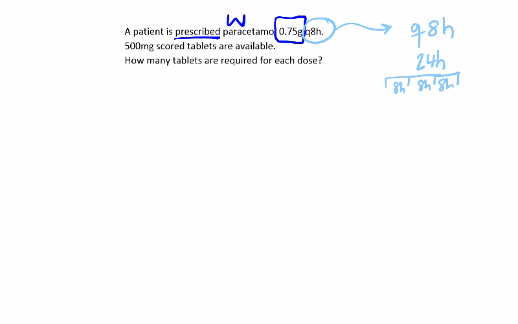3 8s are 24. So that means it's 3 times a day. So this drug is going to be given 3 times a day or every 8 hours. We'll just leave that information there and we'll read on.